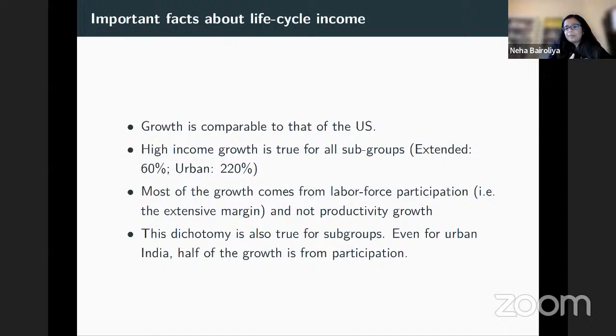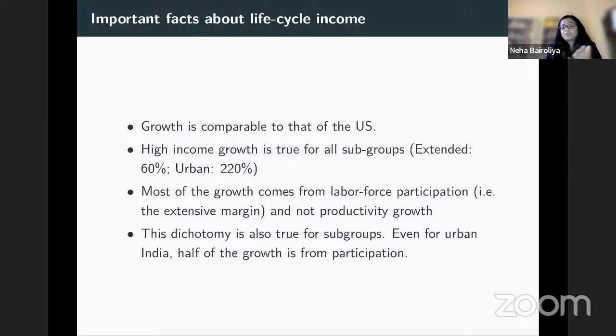So our paper goes into a lot more detail about looking at adjusted income growth, but here's a summary of what we find in terms of income. We find comparable growth of household income to that of the US, right? This high growth is true for all subgroups. It's not driven by urban India. We observe that in all the subgroups that we look at. Of course, in urban India, it's 220%, but still, even in extended families, we observe a non-trivial growth in household income. We find that a lot of the growth is driven by labor force participation.